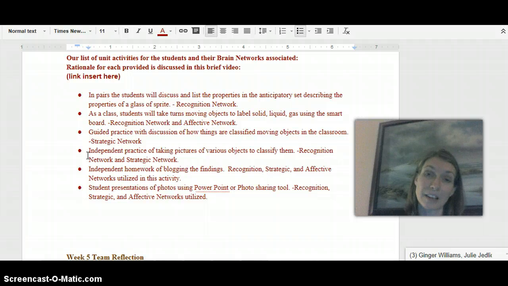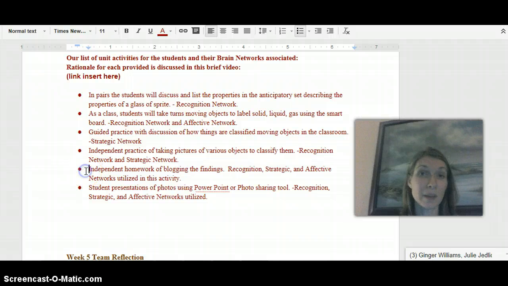So the students would have their rubric for how many pictures are required of them and the structure of how to label them, where maybe a struggling learner just has to put liquid, whereas a gifted student needs to write a paragraph on how and why it's classified as a liquid.